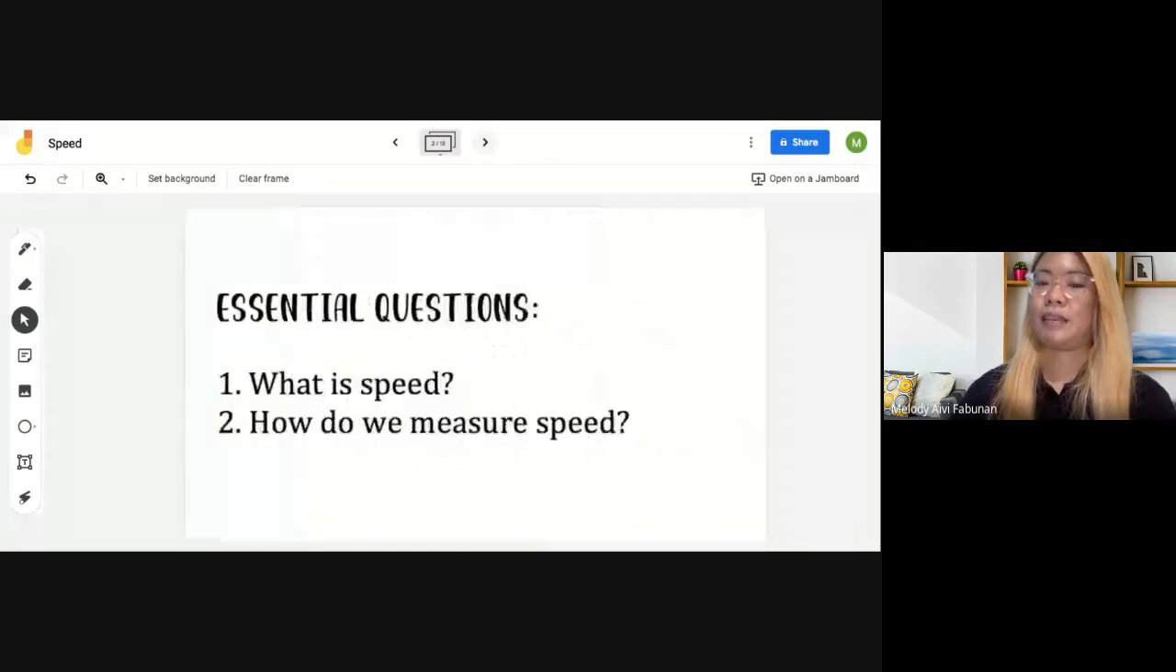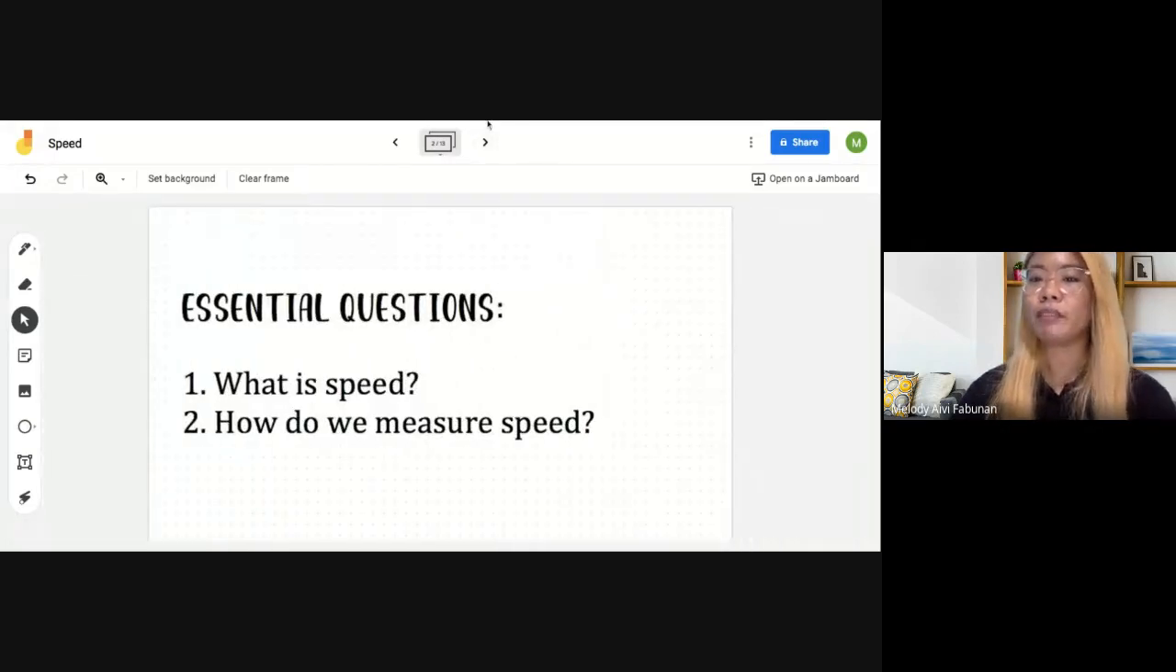Okay, so for today, these are our essential questions, the things that we should be learning. Number one, what is speed? By definition in physics, what is speed? And then, of course, how do we compute for the value of speed? Okay, let's continue.